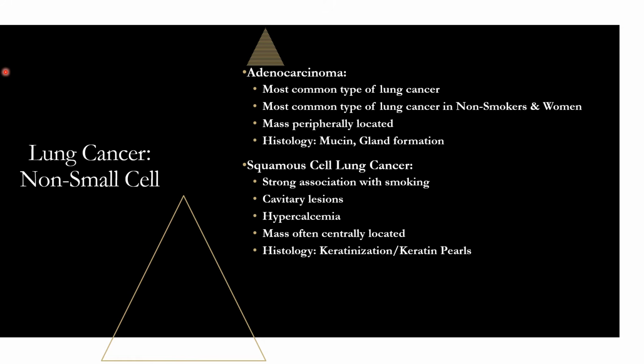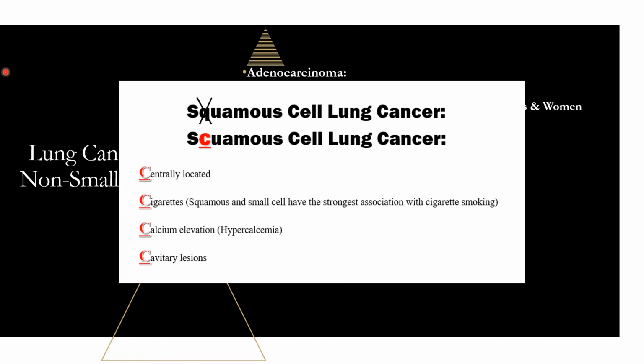So how do you remember the things you need to know in squamous cell? You remember that squamous cell lung cancer is not spelled with a Q, but spelled with a C, because it's all about the C for squamous cell lung cancer. So what does the C stand for? Centrally located. Cigarettes, remember, squamous and small cell have the strongest association with cigarette smoking. C, calcium elevation, the hypercalcemia that I mentioned. And then finally, C stands for cavitary lesions. So those are the main things that you need to know with squamous cell lung cancer.